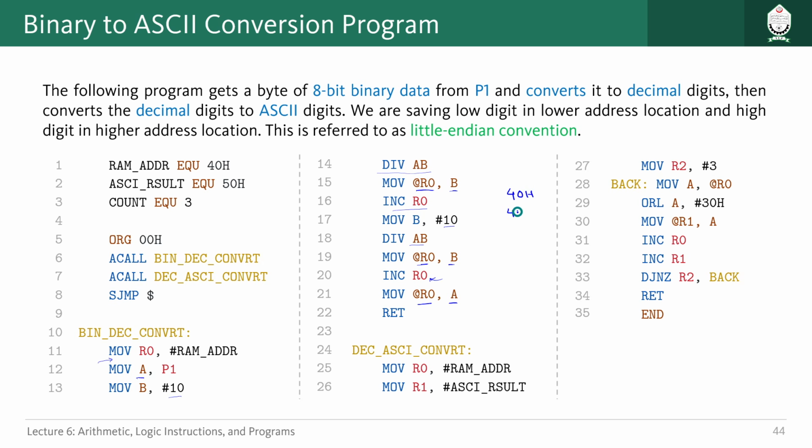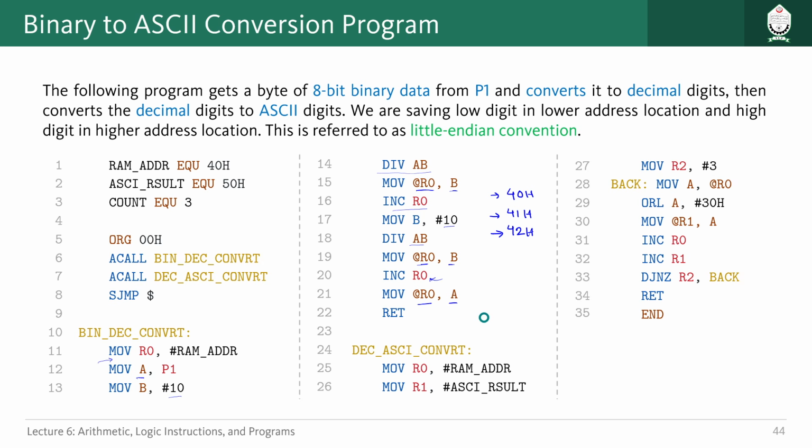40H, 41H and 42H, these are the three locations. The first is saving the least significant digit, then the next one, and then the next one. In this way this is happening. You can look at the previous example. I think it will be cleared up.